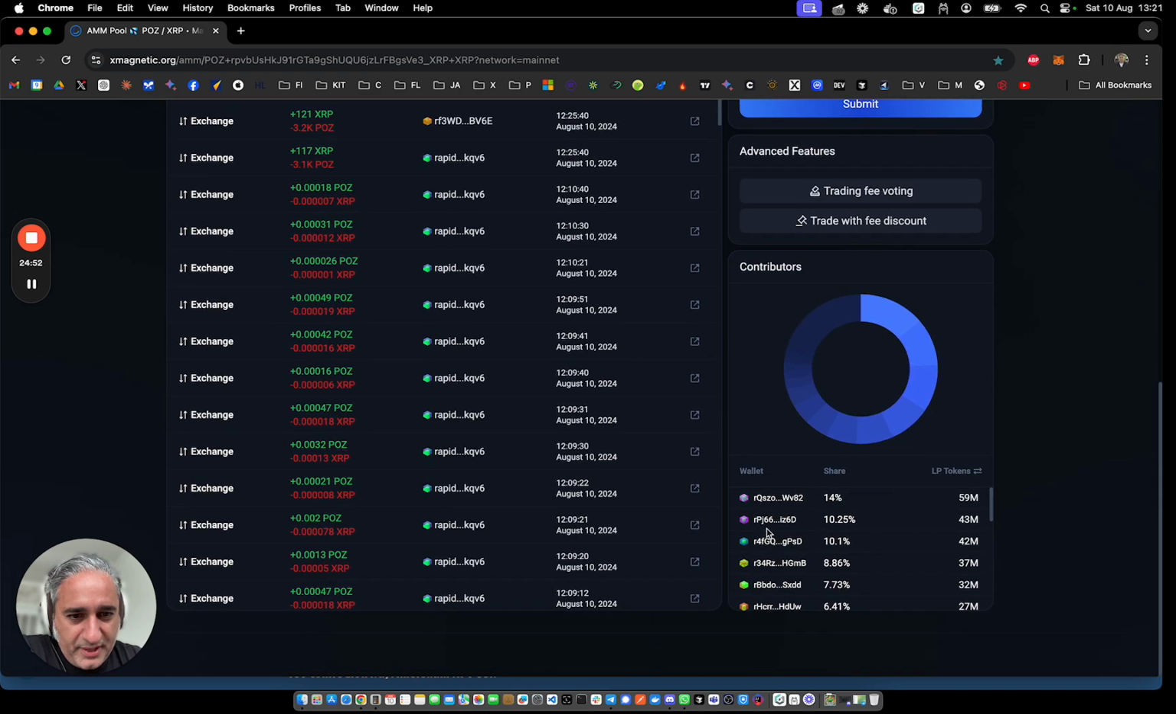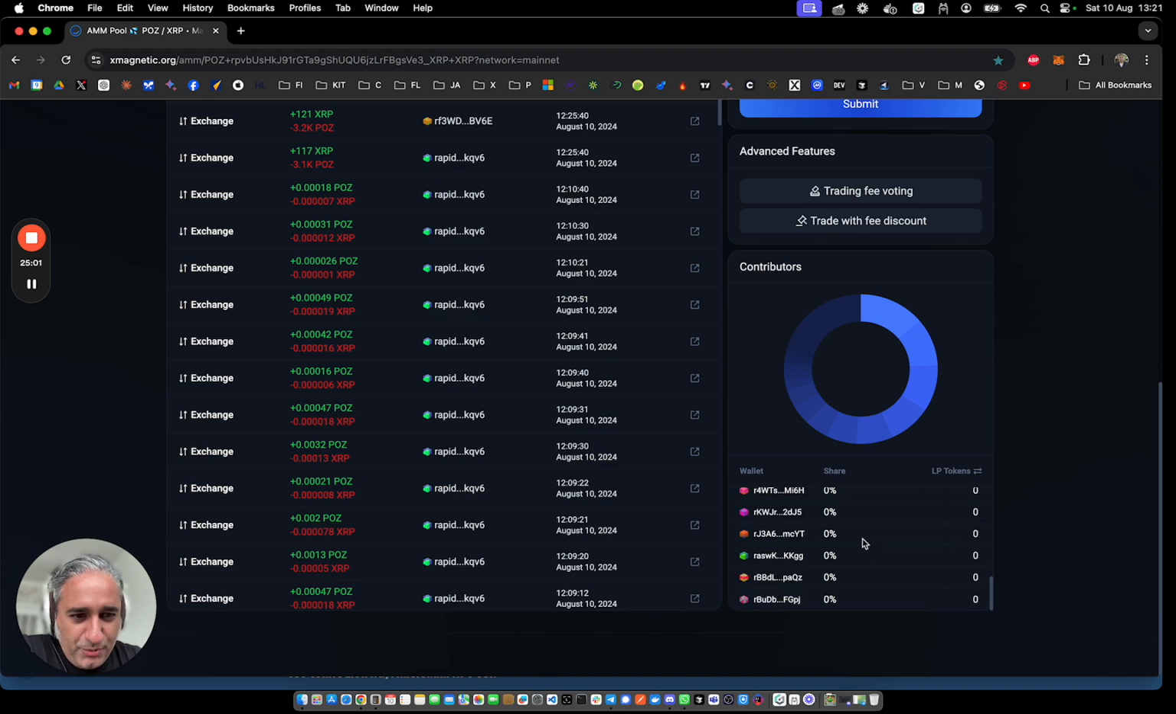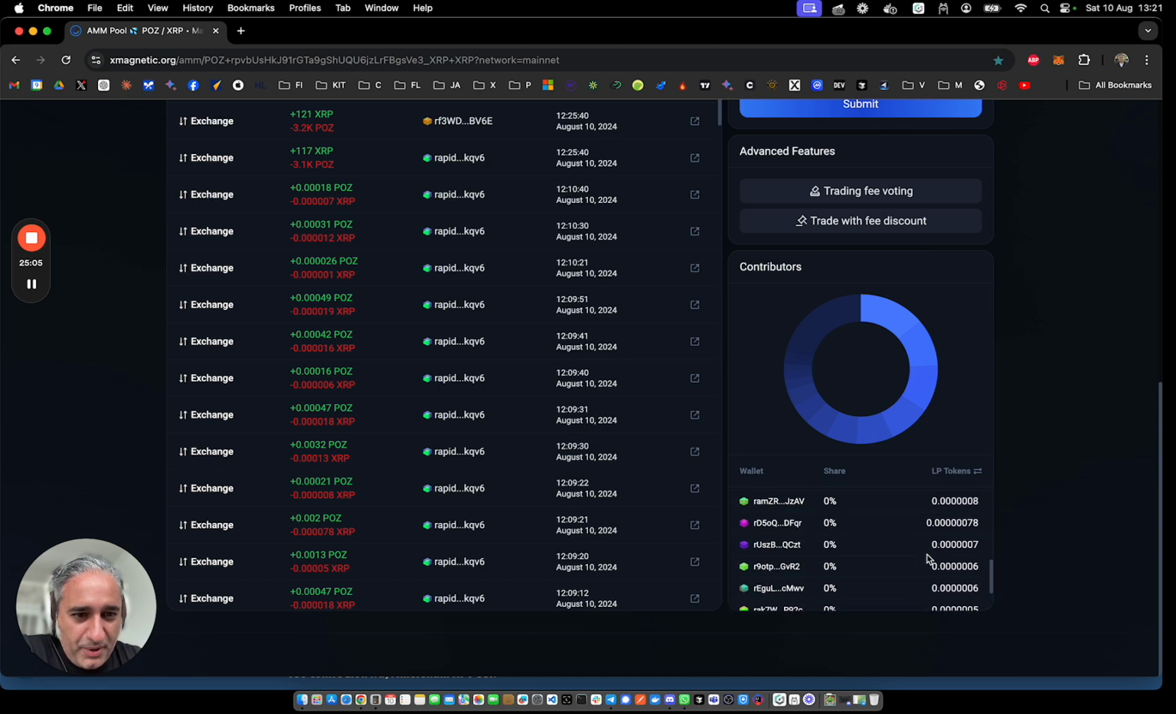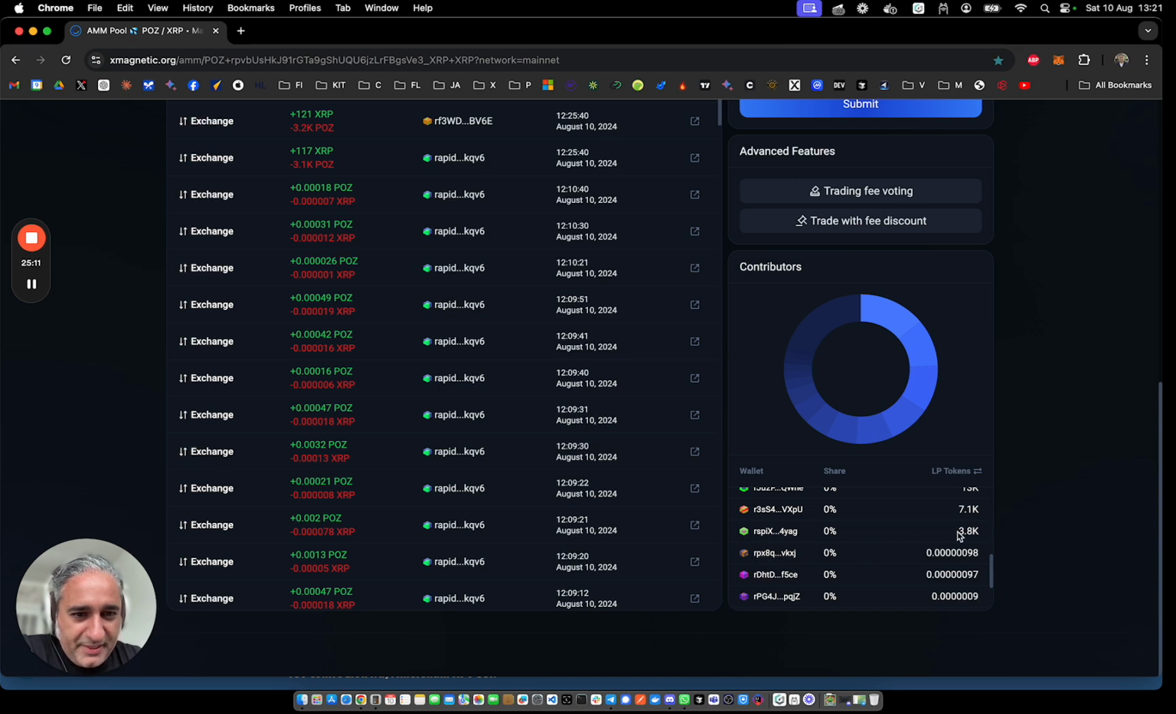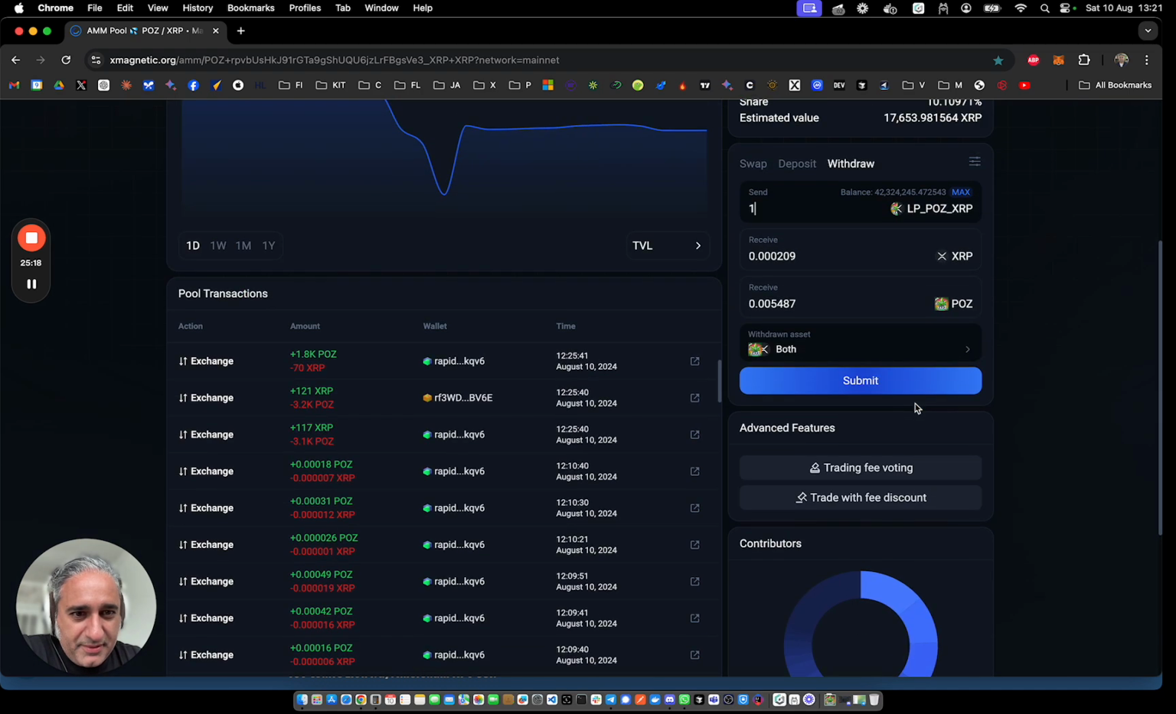Oh yeah, just one thing on the contributors. So we have 130 contributors, but to really see the health of this, you will notice that a lot of these are just 0 and inactive. So beware. It would be great, magnetic, if you had an indication of inactive and active users, like anything with 0 balance could be inactive.